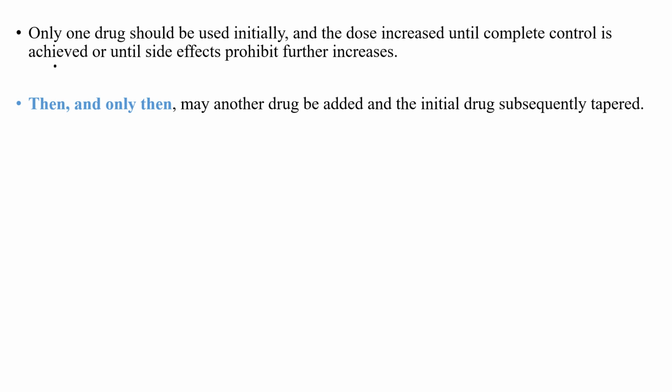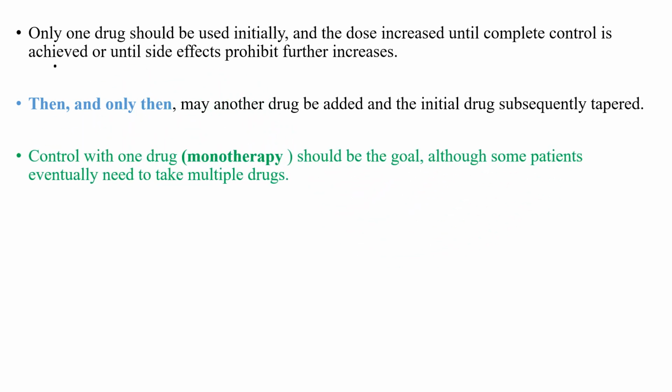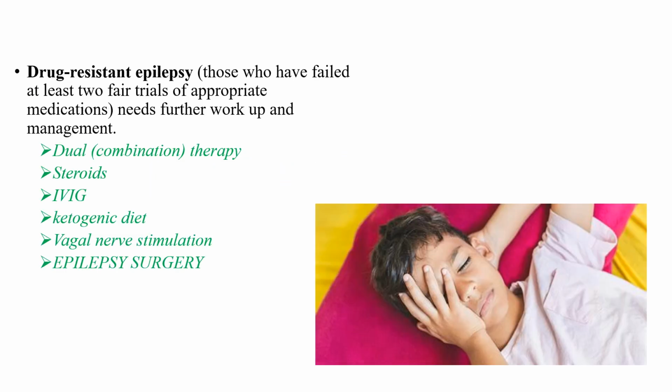Only one drug should usually be initiated, and the dose increased until complete control is achieved or until side effects prohibit further increase. Then and only then may another drug be added and the initial drug subsequently tapered. Control with one drug, or monotherapy, should be the goal, although some patients eventually need to take multiple drugs. Drug-resistant epilepsy, in those who have failed at least 2 fair trials of appropriate medication, needs further workup and management with possible combination therapy, steroid, IVIG, ketogenic diet, vagal nerve stimulation, and even epilepsy surgery.